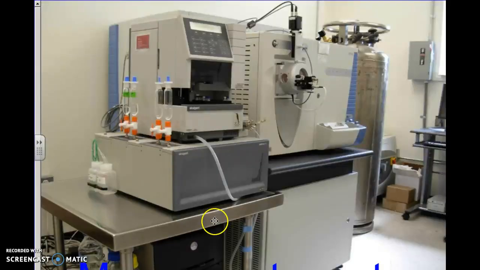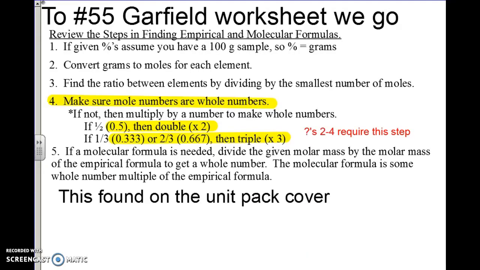First of all, I want you to know this machine right here is called a mass spectrometer. You would inject a sample of a compound that you found, and then the mass spectrometer will analyze and give you the percents of certain elements that are found in the compound. You might see these on certain CSI shows that are on TV. So we're going to follow these instructions and solve the first problem.